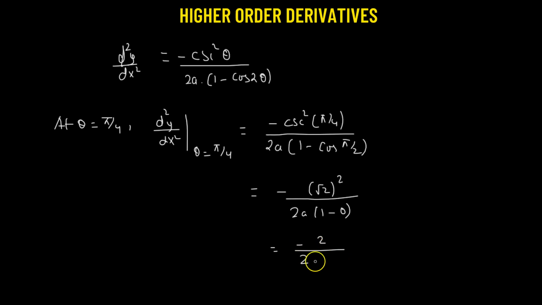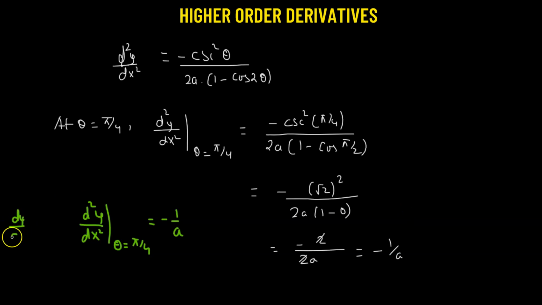So we have negative 2 divided by 2a, and the 2 and 2 get cancelled, which leaves us with negative 1 over a. So here we have shown that the second derivative of y with respect to x calculated at theta equals pi over 4 is negative 1 over a. And we have already obtained that the first derivative of y with respect to x calculated at theta equals pi over 4 is positive 1. Hence, proved.